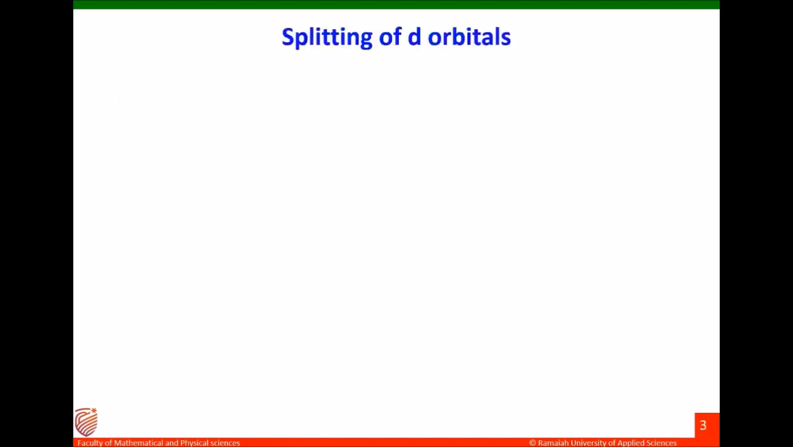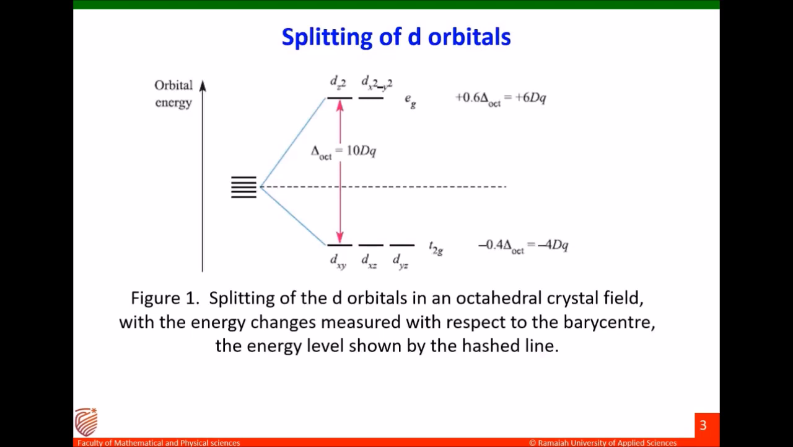We studied the splitting of d orbitals in the previous video lectures, and the splitting in an octahedral field is shown in this figure. So this is the splitting of d orbitals in an octahedral crystal field, with the energy changes measured with respect to the barycenter, the energy level shown by the hashed line. We studied the factors affecting the value of delta octahedral in the previous video lectures.